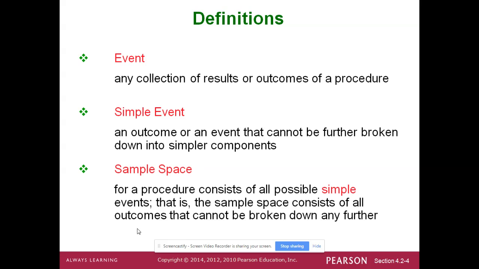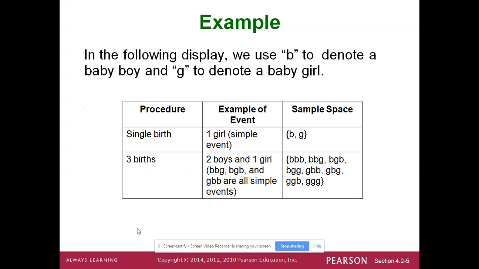All right. Here's a couple of examples of that, a little bit different examples. If we use B for boy and G for girl, obviously, the procedure is the birth of a child. A simple event is that you had a girl, or another simple event would be you had a boy. Okay? And the sample space for that is boy or girl.